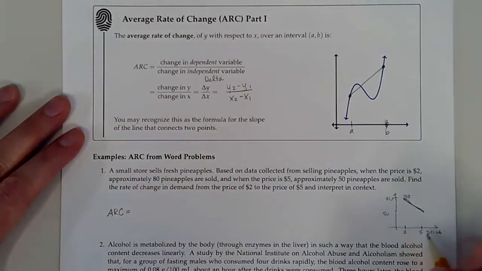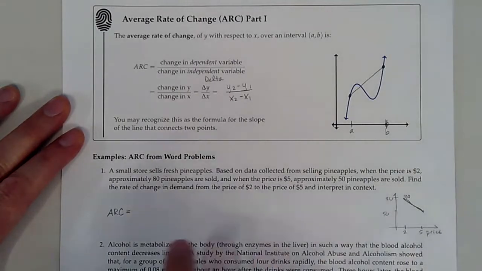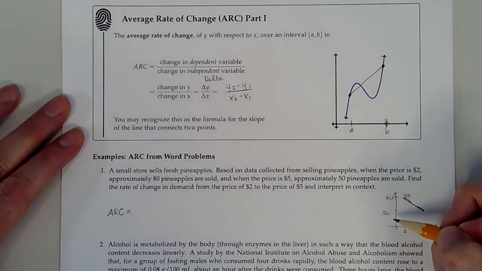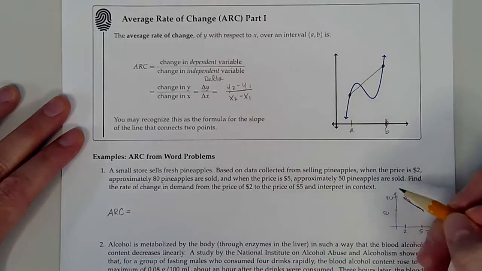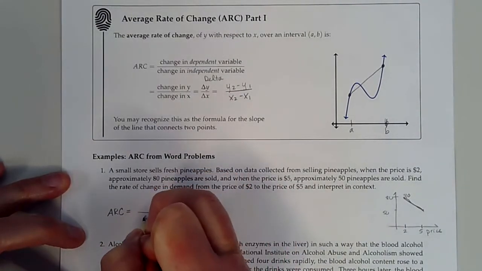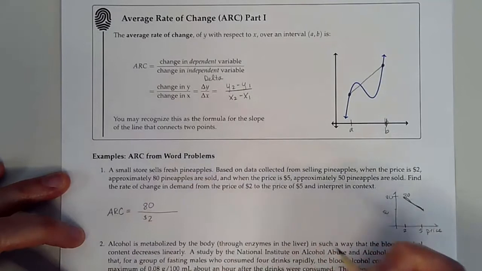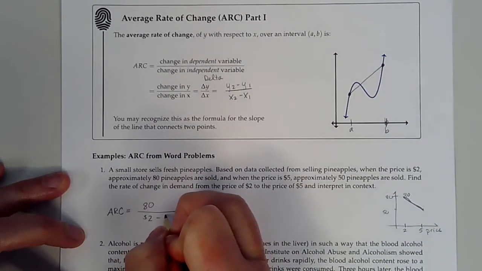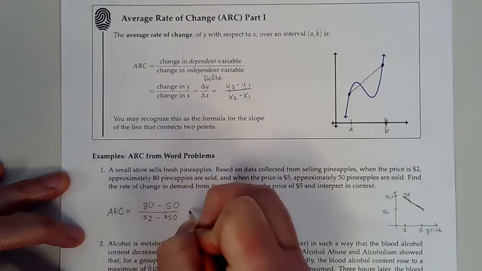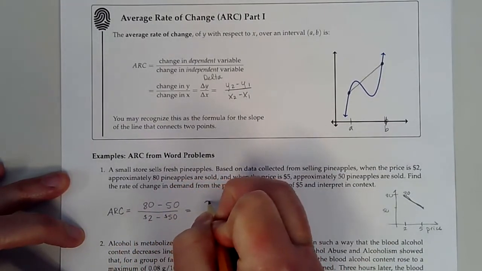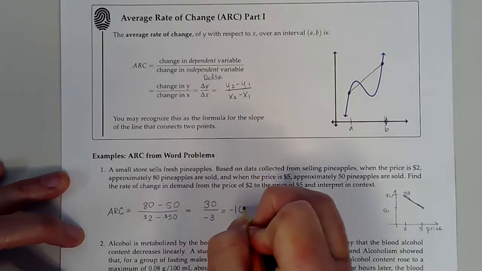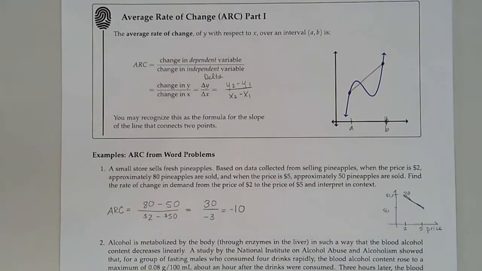The price will be our independent variable, which will be in the denominator. And then the number of pineapples sold is going to be our dependent variable, and that'll be in the numerator. If I make the price $2, I'll sell 80 pineapples. And if I make the price $5, we're predicting that we're going to sell about 50 pineapples. When I do that math, I get 30 in the numerator divided by a -3. And so that gives me -10 as my average rate of change.